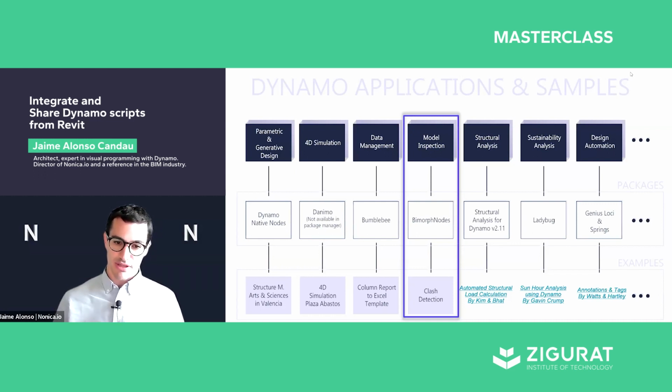For model inspection, the nodes we use and consider critical are the bmorph nodes. That package is very, very helpful. I'm going to explain a little bit more about it later. On the right, you can see there are 3 presentations at the bottom that we think are interesting if you are mainly focusing on structural analysis, sustainability analysis, or design automation. So feel free to have a look at them. Those are great Autodesk University classes, and the one in the middle is from Gavin Graham, a great professional using Dynamo on a daily basis. So have a look at those.